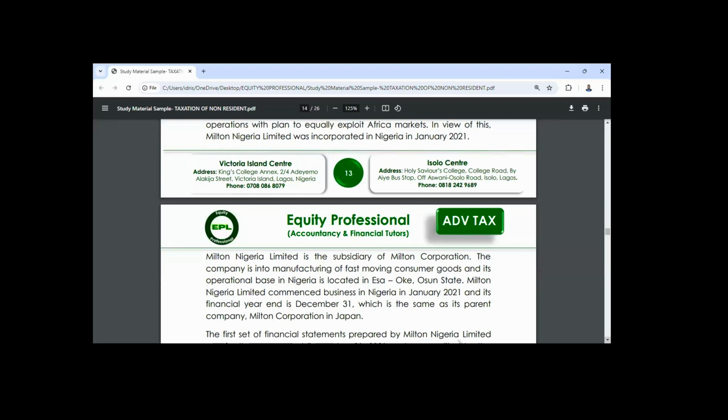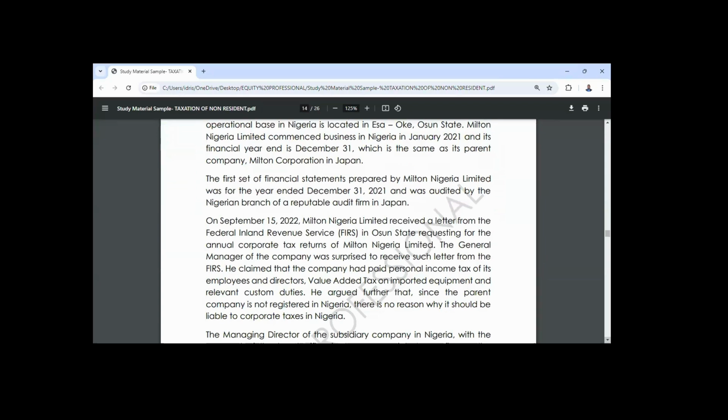So Milton Nigeria Limited is the subsidiary of Milton Corporation. The company is into manufacturing of fast-moving consumer goods, and its operational base in Nigeria is located in Ilesa, Osun State. Milton Nigeria Limited commenced business in Nigeria in January 2021, and its financial year end is December 31, which is the same as its parent company, Milton Corporation in Japan. The first set of FS prepared by Milton Nigeria Limited was for the year ended December 31, 2021, and was audited by the Nigerian branch of a reputable audit firm in Japan. On September 15, 2022, Milton Nigeria Limited received a letter from the FIRS in Osun State requesting for the annual corporate tax returns of Milton Nigeria Limited. The general manager of the company was surprised to receive such a letter from the FIRS. He claimed that the company had paid PIT, personal income tax, of its employees and directors, the value-added tax on imported equipment, and relevant custom duties.